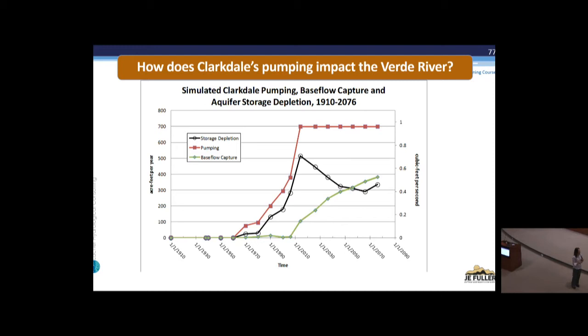The black line is aquifer storage depletion, and what you see is early days of pumping were almost matched equally by aquifer storage depletion. So when you first turn on a well, all the water that comes out of that well is coming from right around the well in the aquifer. But over time, that storage depletion started changing and going down and was instead replaced with river flow. So basically, this is the part where they start capturing Verde River water and replacing that aquifer storage. So this was their impact, okay?